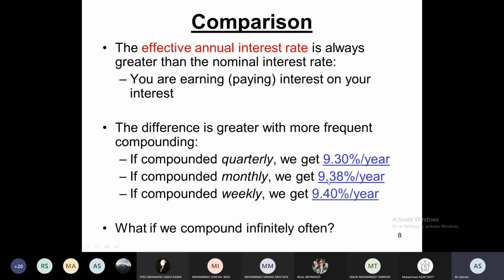If compounded monthly, then 9.38% per year, and if compounded weekly, then 9.40% per year. These are the effective annual interest rates. So from here we can conclude that if the compounding frequency is more, then we are having a larger value of effective annual interest rate.